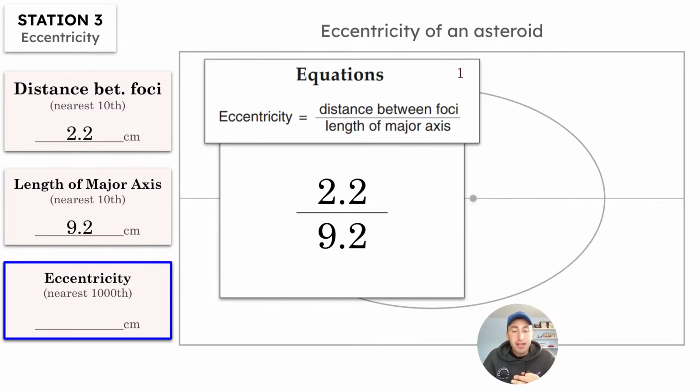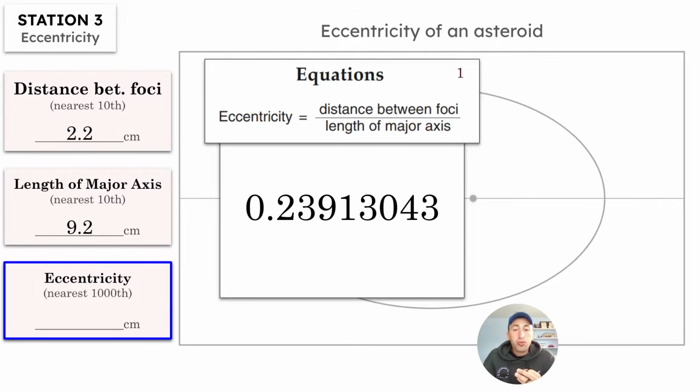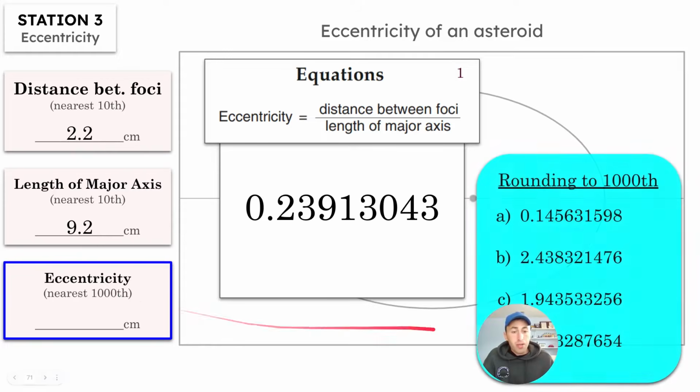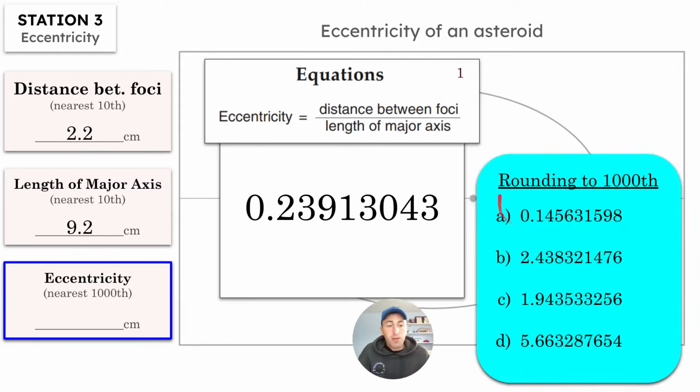So you also need a calculator for this station. And 2.2 divided by 9.2 will give you in the calculator 0.2391304. Now, you have to know how to round. So they may tell you to round to the 100th or the 1,000th. So if they tell you to round to the 1,000th, here are some examples of rounding to the 1,000th. So tenth would be 1 decimal place after the decimal. 100th would be 2 decimal places. 1,000th has 3 zeros, so that's 3 decimal places after the decimal.